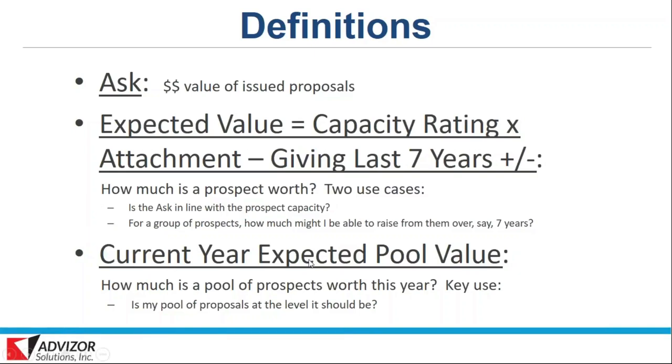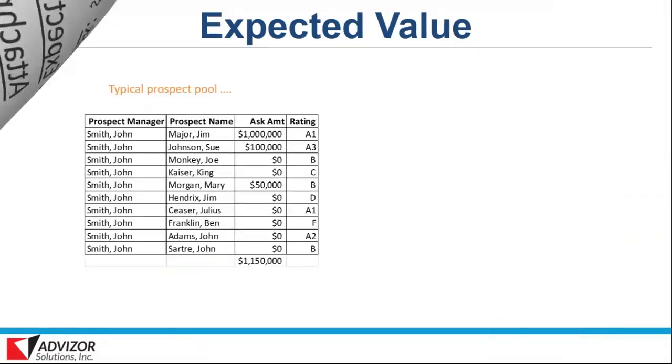The next concept is current year expected pool value. So if I have a group of prospects, the question would be, how much is this pool worth this year? And out of that, I, as the field officer, make the right decisions on who to actually solicit this year versus next year. But over, say, a seven-year period, I should be able to get my expected total value out of this pool. It's just not going to come every year. So this lets me do pool comparison. So there's two separate concepts here. Let's look at expected value first.